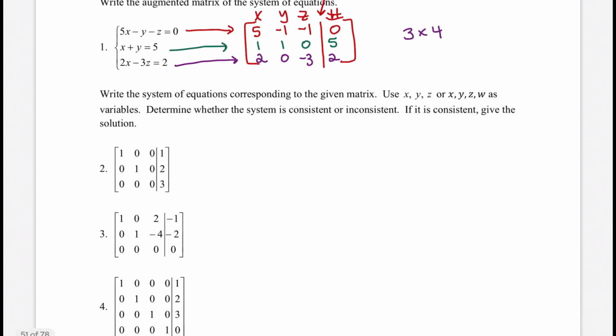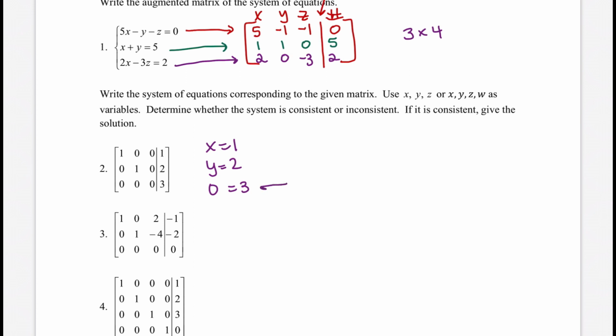Okay, now we're going to write a system of equations that corresponds to this matrix. Notice right here, I have 1x, and that's going to equal 1. So in this matrix, x equals 1. On the second equation, I have 1y equals 2, so y equals 2. And then for the third equation, I have no x's, no y's, no z's, and that's going to equal 3. So 0 x's, y's, and z's equals 3.